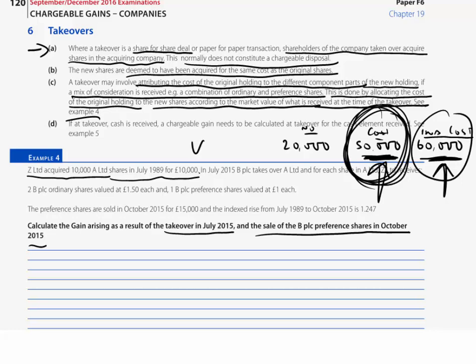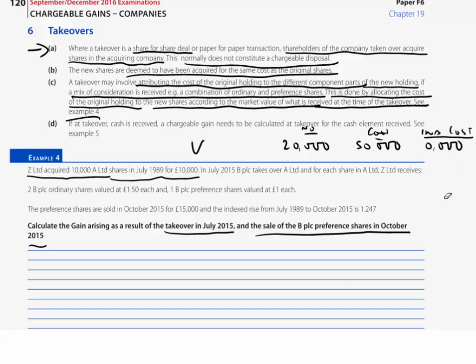But what we have just read is that there's a takeover in July 15, and it would appear clear that arising out of that takeover, a part at least of what we have received is preference shares in B plc. Let's get the full story of that and deal with it therefore. Z had acquired 10,000 A Limited shares in July 89 for £10,000. In July 15, B plc takes over A Limited.